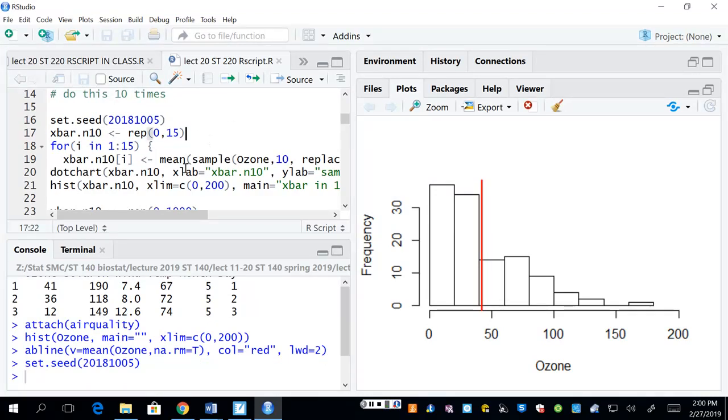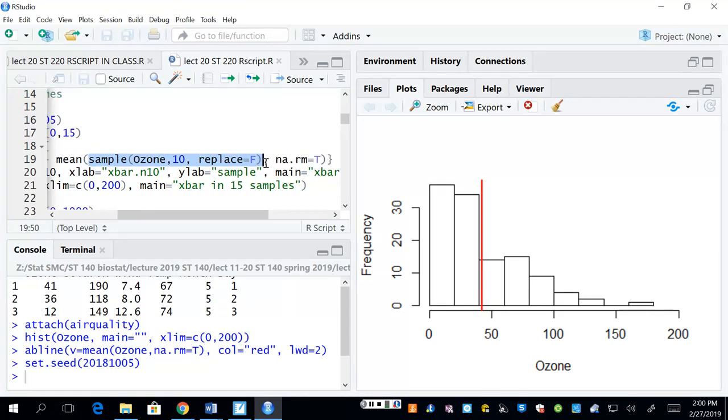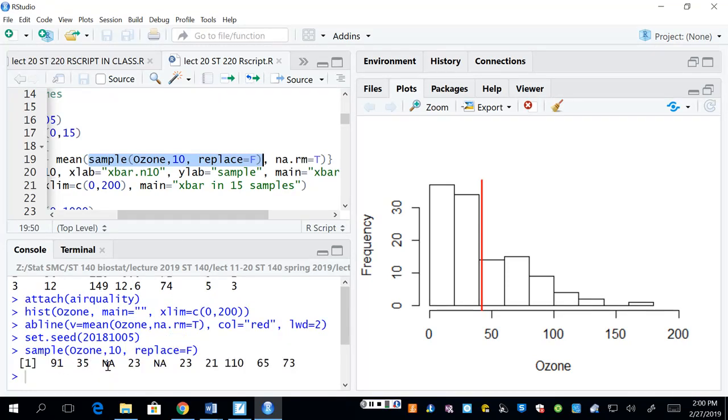When I sample here, this little command will give me 10 ozone values without replacement. So if I run that, there are some missing values in there, but we're not going to do too much with that right now. But it picked 10 values. 23 shows up twice there, but those are actually different 23s. It was 23 on different days, so it happened to pick them there.